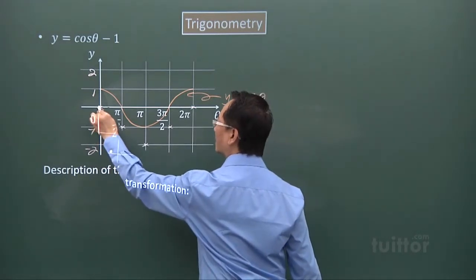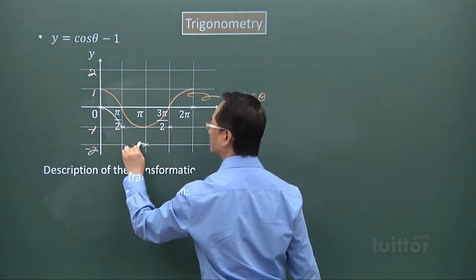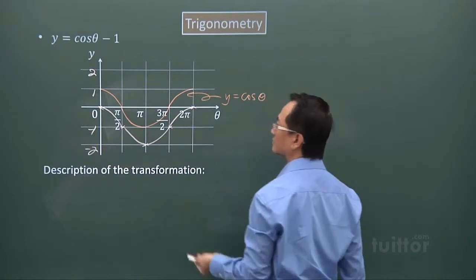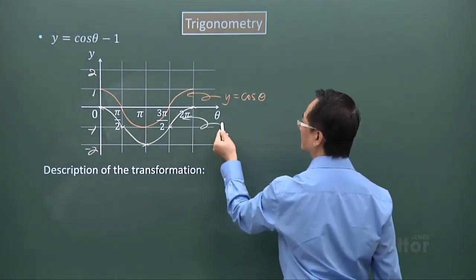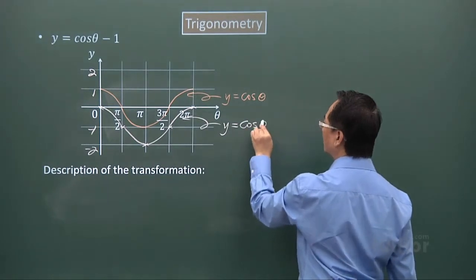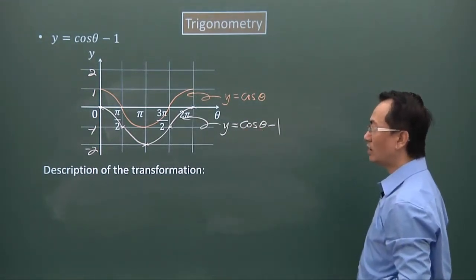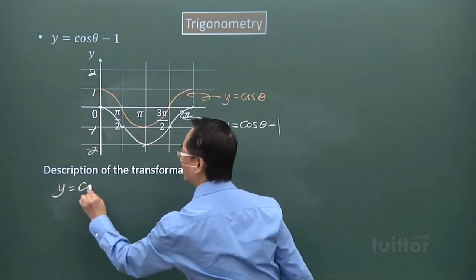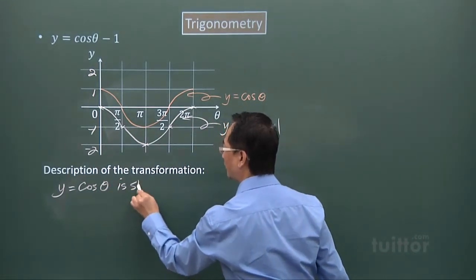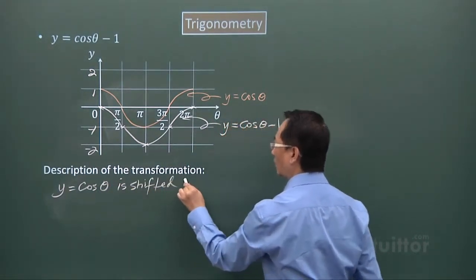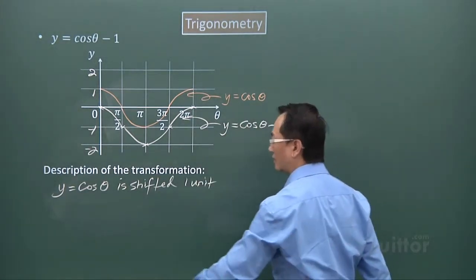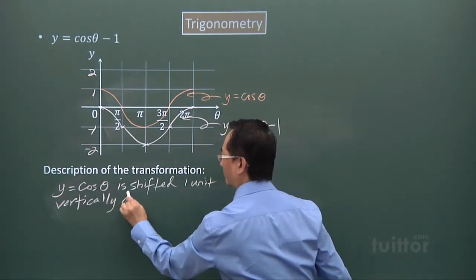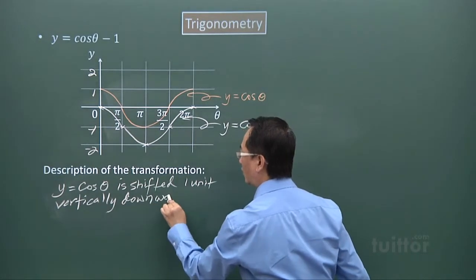So now the actual graph that we need to sketch will be y equals cos theta minus 1. So the description of the transformation is y equals cos theta is shifted 1 unit vertically downwards.